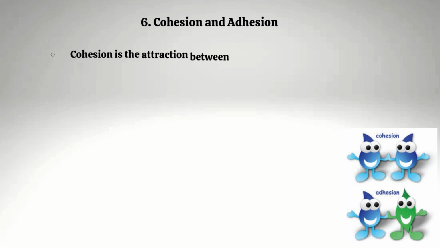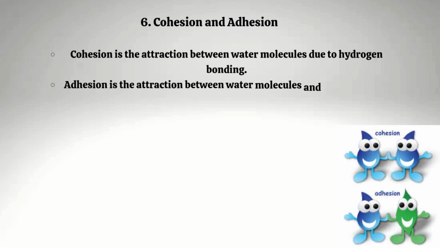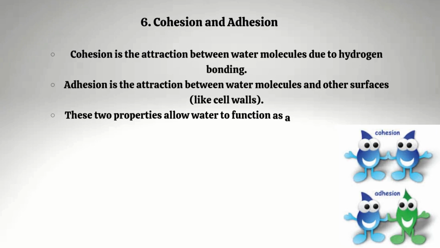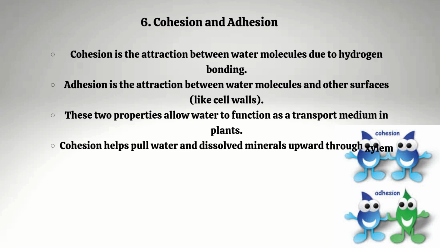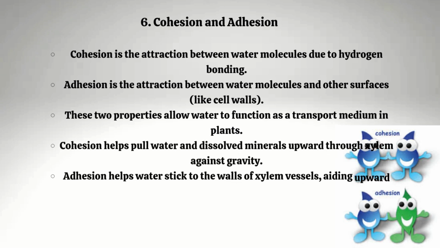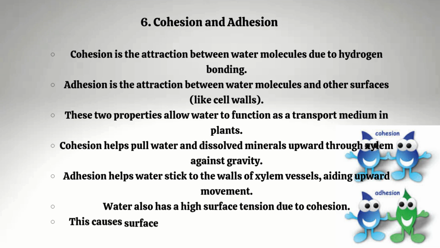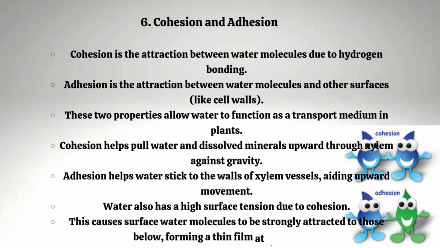Cohesion is the attraction between water molecules due to hydrogen bonding. Adhesion is the attraction between water molecules and other surfaces, like cell walls. These two properties allow water to function as a transport medium in plants. Cohesion helps pull water and dissolved minerals upward through xylem against gravity. Adhesion helps water stick to the walls of xylem vessels, aiding upward movement.